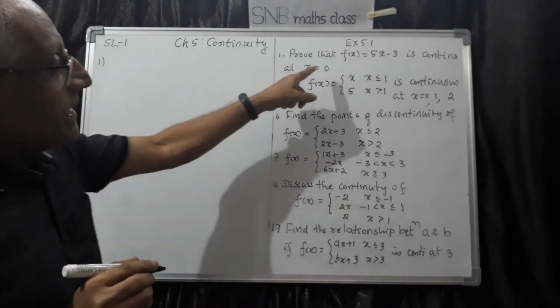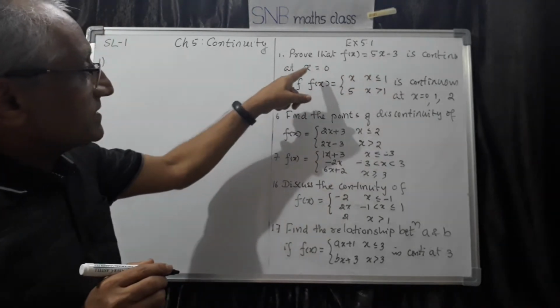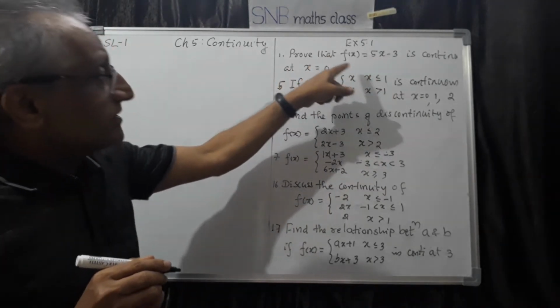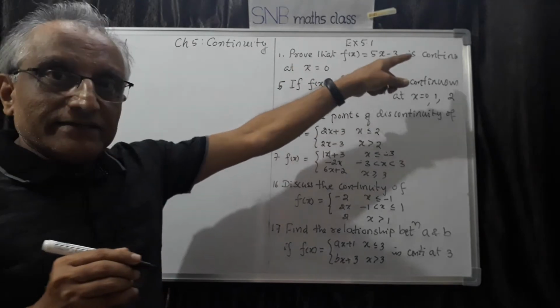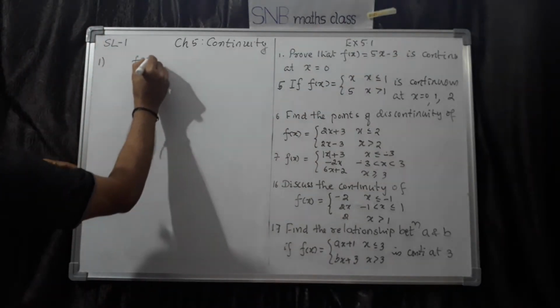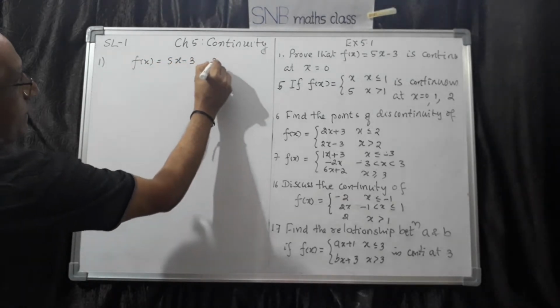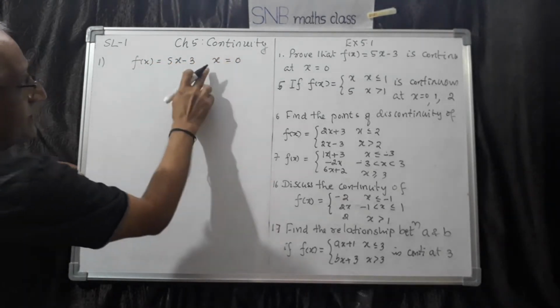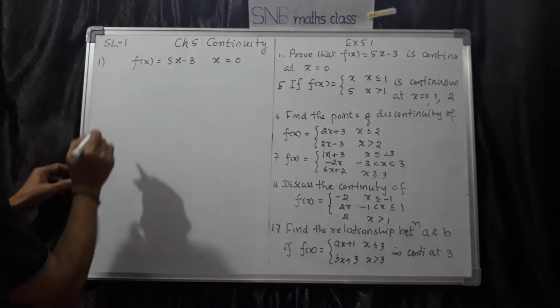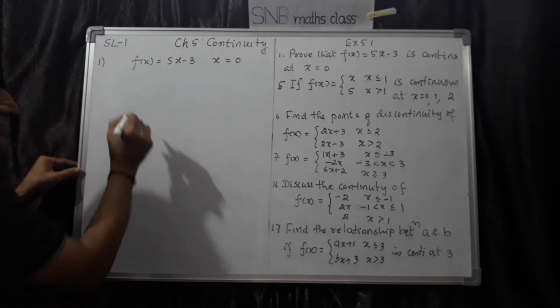Prove that f of x equal to 5x minus 3 is a continuous function at x equal to 0. Of course there are two more, x equal to 1, x equal to 3, anything you can do. Therefore what is given here is f of x equal to 5x minus 3 and x equal to 0. That means c is 0 here. So what you have to do is, remember the definition of continuity.